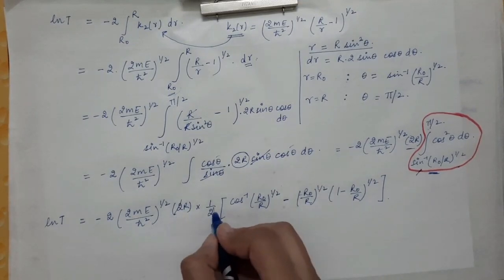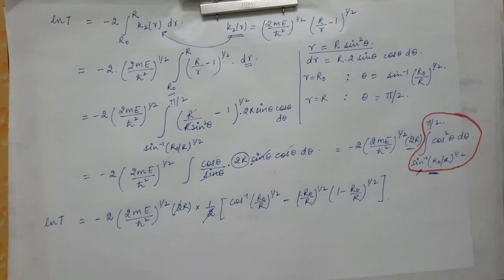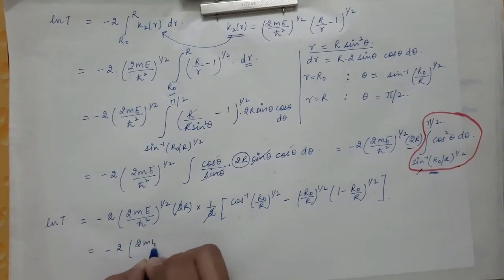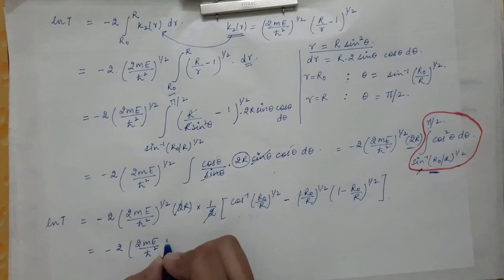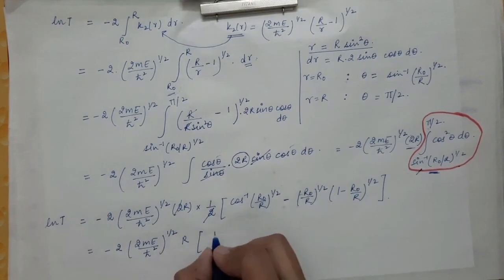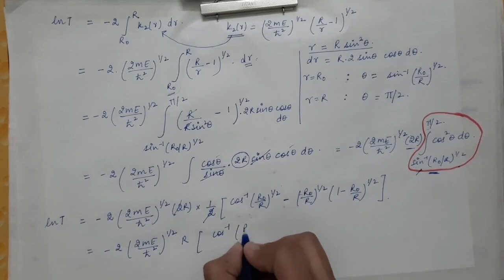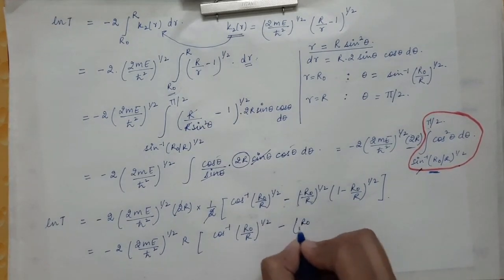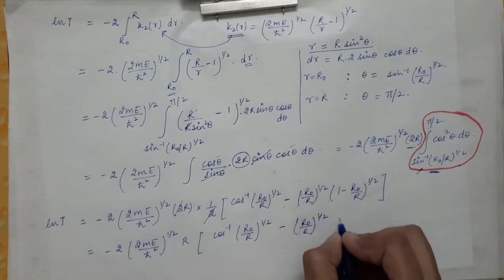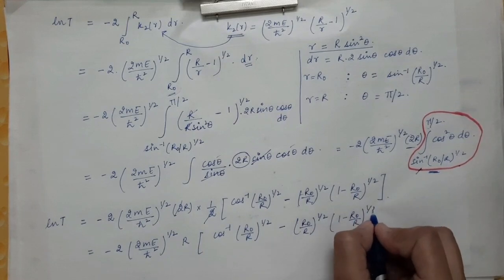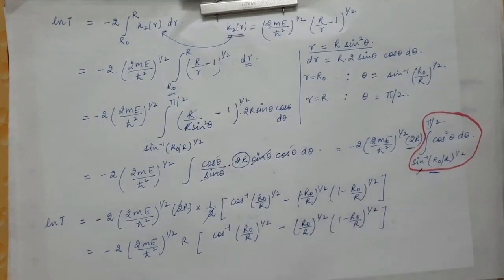So now we will simplify it more, and this will be equal to minus 2me by h cut square power 1 by 2 into capital R into cos inverse of r naught by r power 1 by 2 minus r naught by r power 1 by 2 into 1 minus r naught by r whole power 1 by 2.